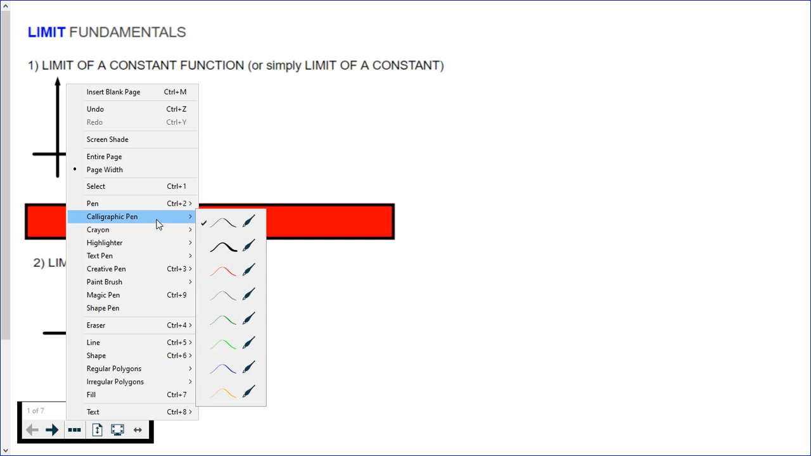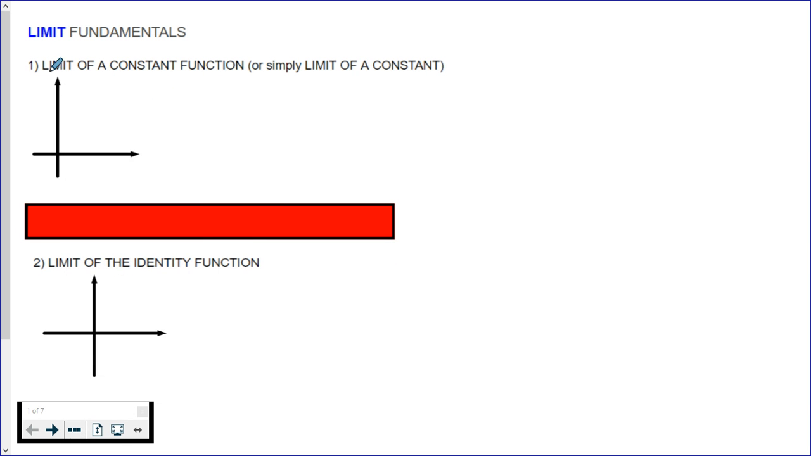We're going to talk about limit fundamentals and limit properties. We're going to start with the limit of a constant function, a lot of times referred to as how do you find the limit of a constant. So we're going to relate this back to what we have been doing, which is looking at limits graphically. So you'd want to start with, well, what does the graph of a constant function look like?